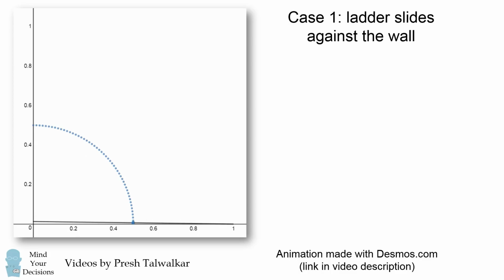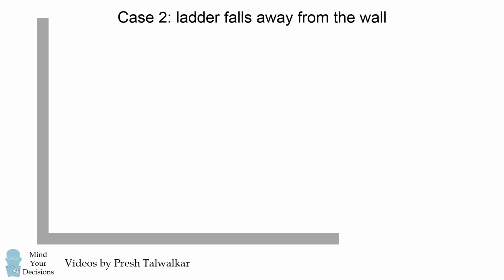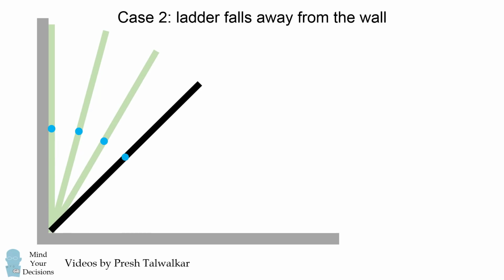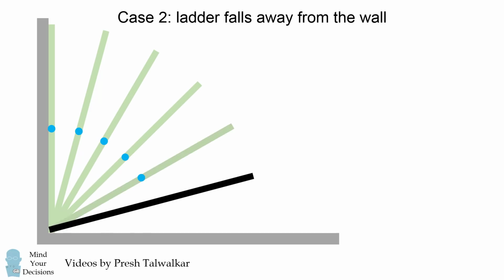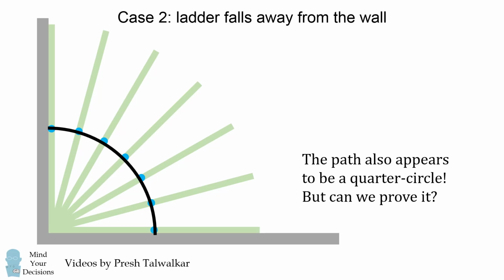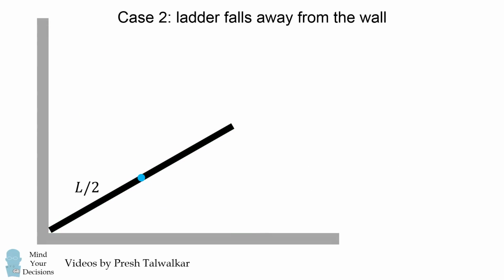So now let's consider the second problem, which is the ladder falling away from the wall. Like before, let's sketch each of these cases and get an idea for the path of the midpoint. Now looking at this path, we might once again guess that it's a quarter circle. But can we prove it? Well, in this case, it's a little bit easier. The midpoint will always be a distance of L over 2 from the corner of the wall and the ground. So you can imagine that's the same distance and therefore it's a quarter circle.